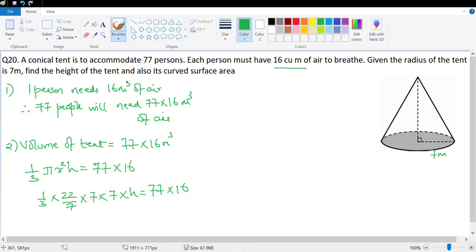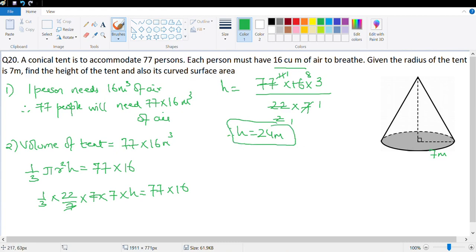As 7 and 7 gets cancelled, which means h is equal to 77 into 16 multiplied with 3 divided by, 77 gone, 16 gone, 3 gone. In the denominator, I have 22 into 7. 7 into 1, 7 into 11, 11 into 1, 11 into 2, 2 into 1, 2 into 8. Therefore, h is equal to 24 meter. So the height of the tent is 24 meter.